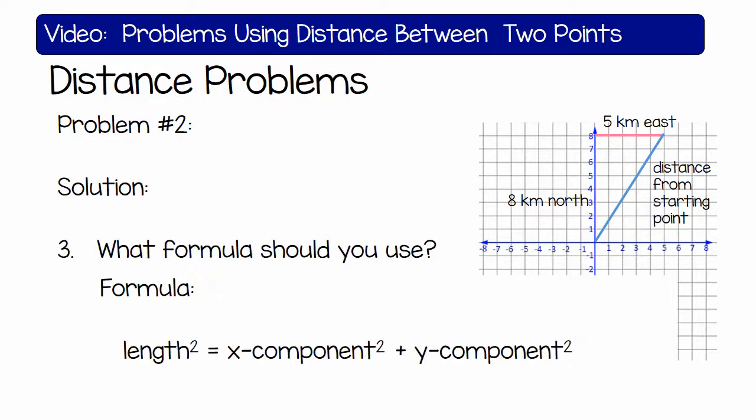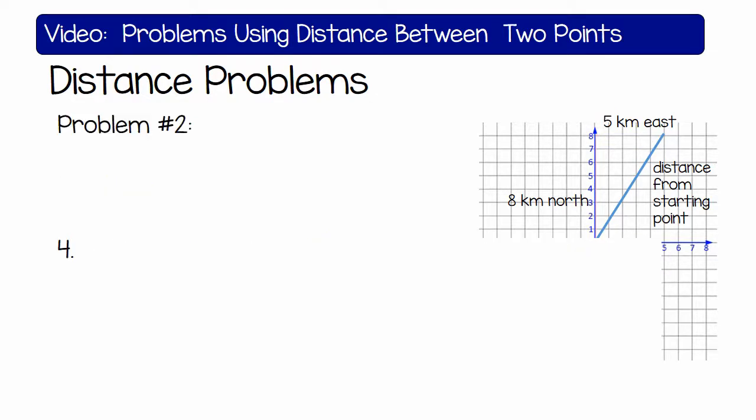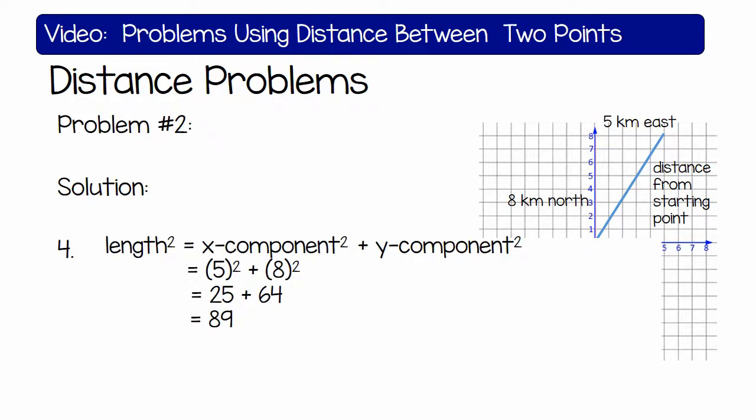The formula will be the length squared is the x component squared plus the y component squared, which would give us the x component squared, 5 squared, 25. The y component squared is 8 squared, which is 64, which 25 plus 64 gives us 89. The length then would be the square root of 89.